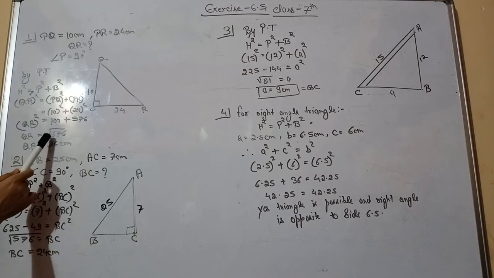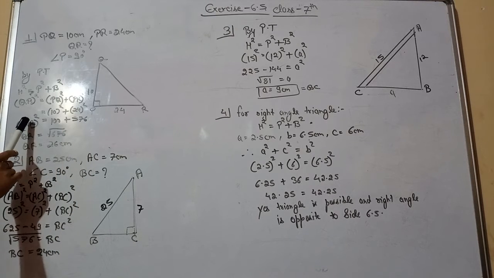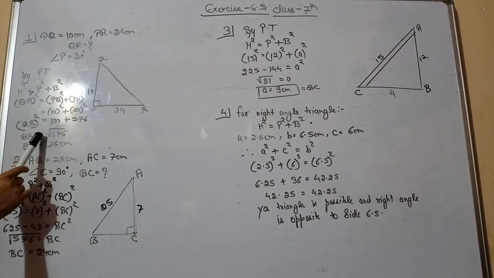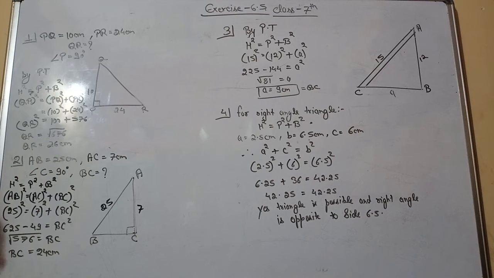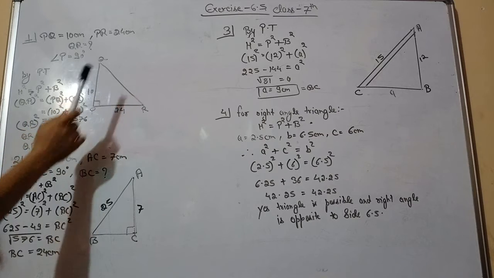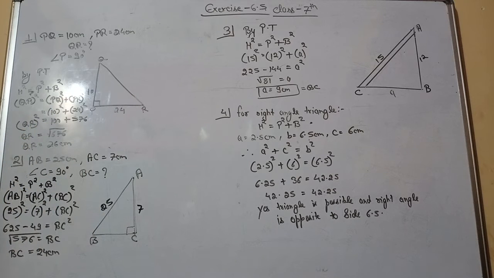576 plus 100 gives us 676. When you transpose this square sign, it goes under the root. So what is the square root of 676? That is 26 centimeter. So what is the value of QR? 26 centimeter.